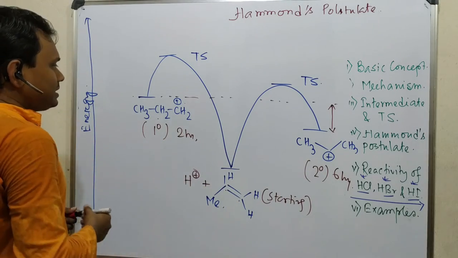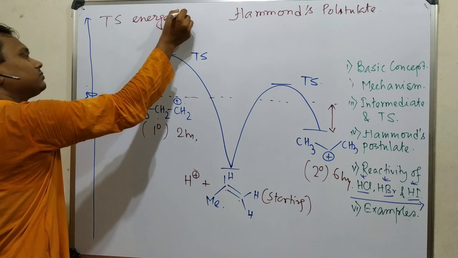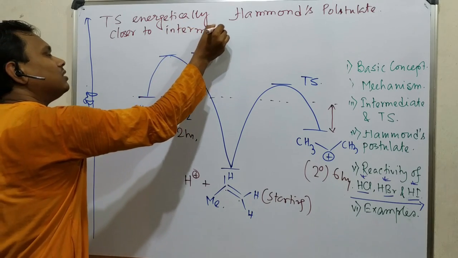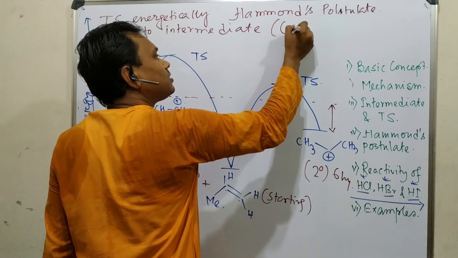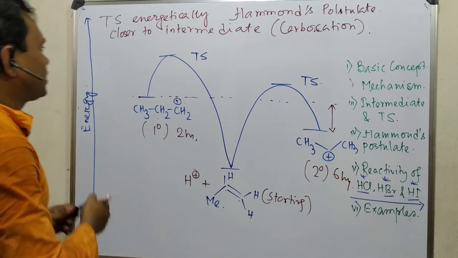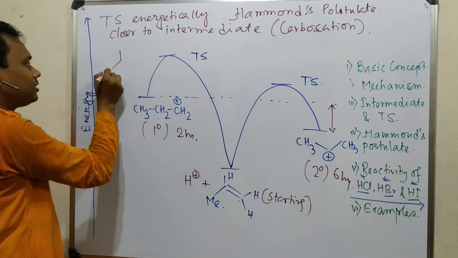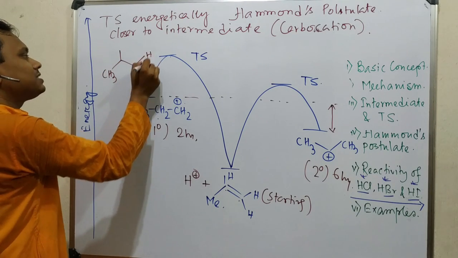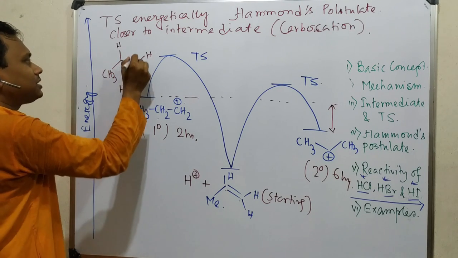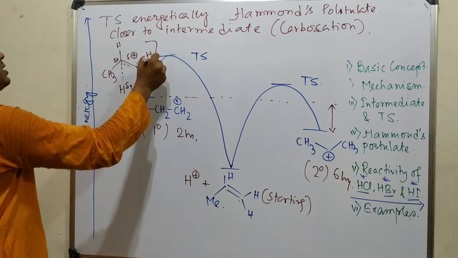Now, as you can see, the transition state is energetically closer to the intermediate, the carbocation. So the transition state will resemble the carbocation. If I draw that, what will it be? This is the reactant, and we will focus on which bond is broken. This is CH3, and these are not broken. The bond broken is this double bond, and here a primary carbocation is formed, so protonation happened at this position. The plus charge is here, meaning delta plus here, delta plus here, delta plus here. So this is the transition state.